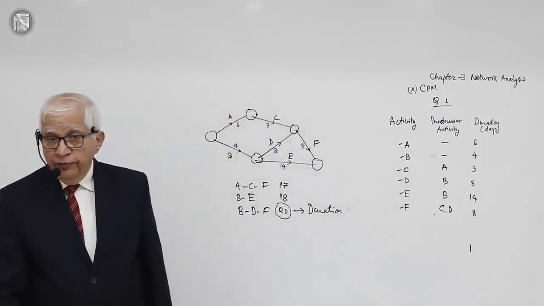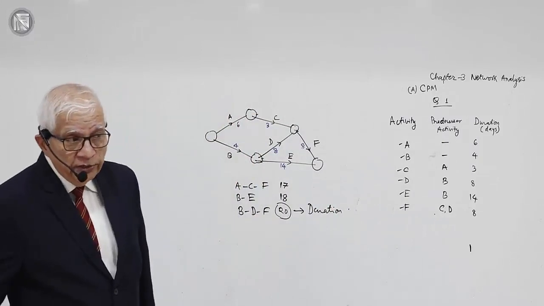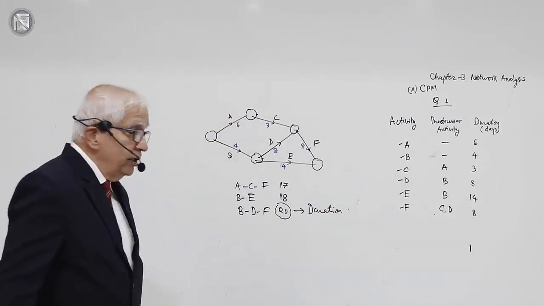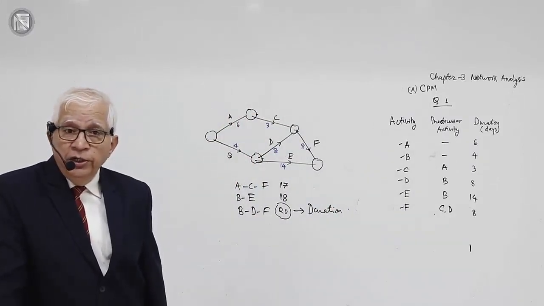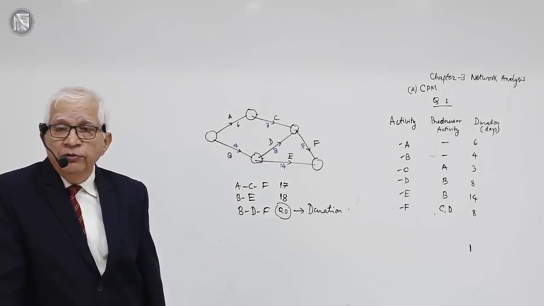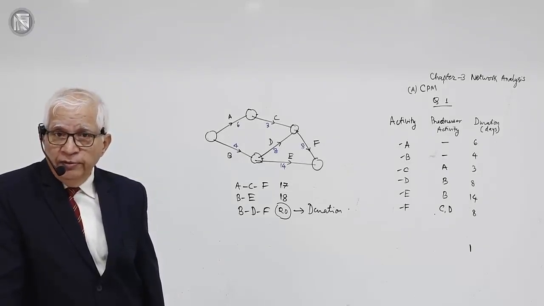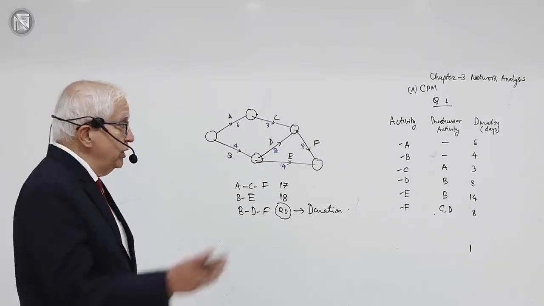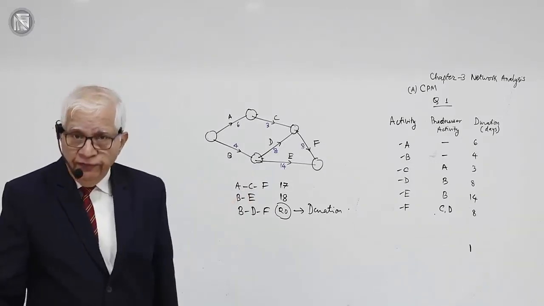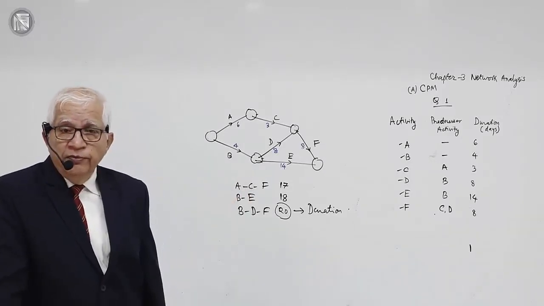Duration of the project is therefore, what is the duration of the project? Now we understand. Duration of the project is therefore the duration of the longest path from the first event to the last event. Out of the longest path from the first event to the last event, it is BDF. You start from the first event, start event.